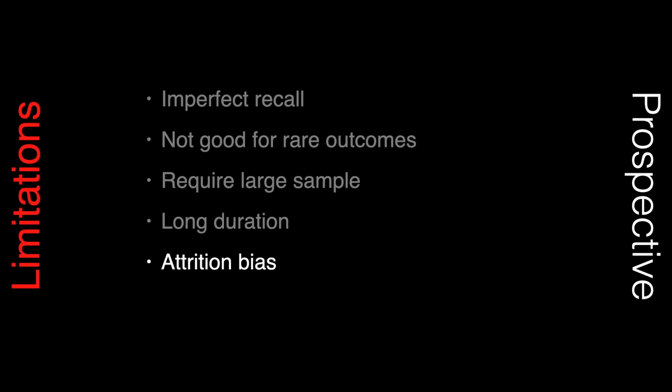There is also something called attrition bias, and this occurs when certain people, for example, those with outcomes of interest, such as a specific disease, are more likely to pull out of a study than those without that condition. That can skew the results. So, in other words, that can give us different results than had everyone stayed in.